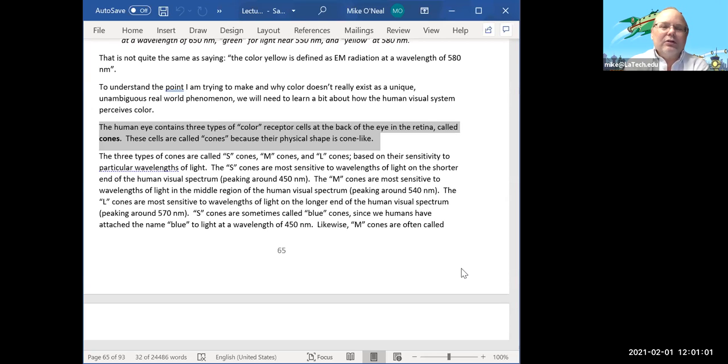Scientists that write about the biology of cones don't call them red, green, and blue cones, because that's misleading. They call them S cones, M cones, and L cones, because they're using that to describe the wavelengths that those cones are most sensitive to. So S cones are most sensitive to short wavelengths of light, and L cones are more sensitive to longer wavelengths of light. And the M cones are sensitive to light at a middle wavelength, between the S's and the L's.